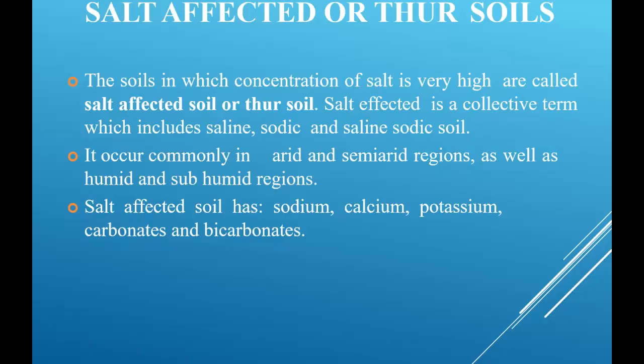Salt affected soil. What is salt affected soil? The soil in which the concentration of salt is very high. We also call them salt affected soil. Salt affected soil is a collective term which includes saline, sodic, and saline sodic soil. It commonly occurs in arid and semi-arid regions as well as in humid and subhumid regions. Salt affected soil has sodium, calcium, potassium, carbonates, and bicarbonates.